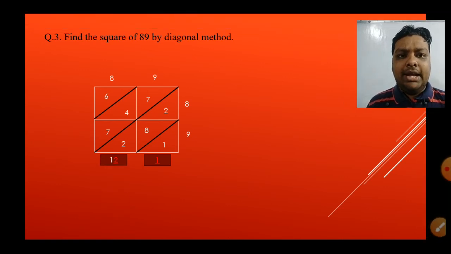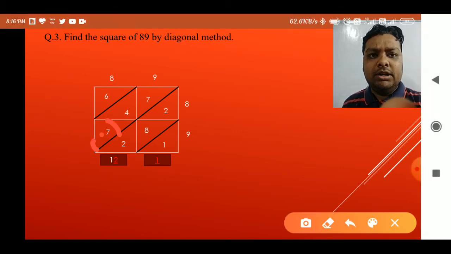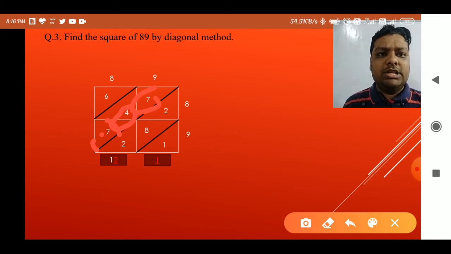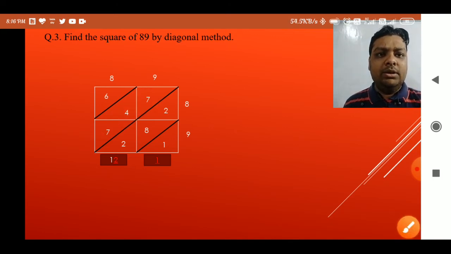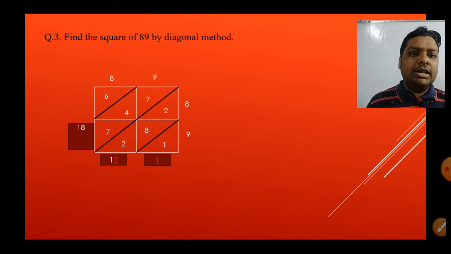And then we will underline the unit digit 2, but we will not underline the tens digit. This tens digit we will add with the next sum. Okay students, so let's see. Now again you can see the next numbers are 7, 4 and 7. So add them, then what will you get? 7 and 7 is 14, plus 4 is 18. So here you can see 18. We will write it at first. Then we will add the tens digit of 12.